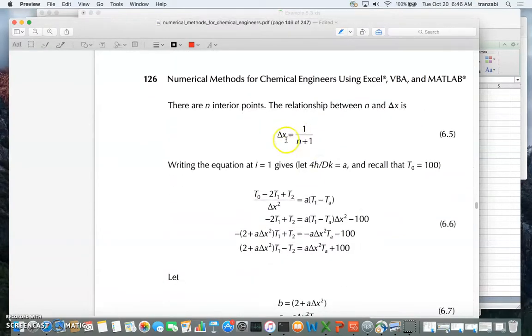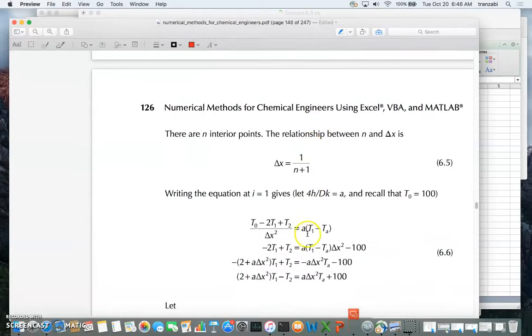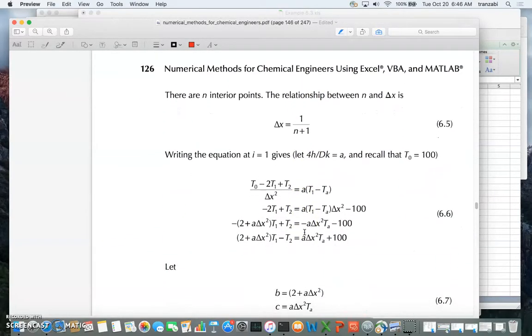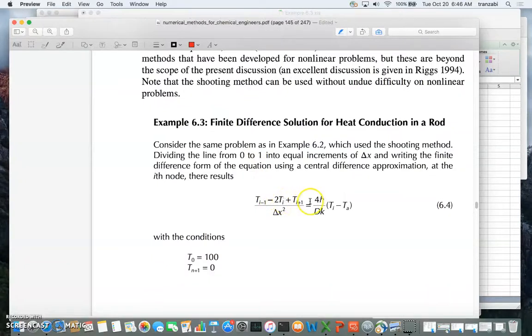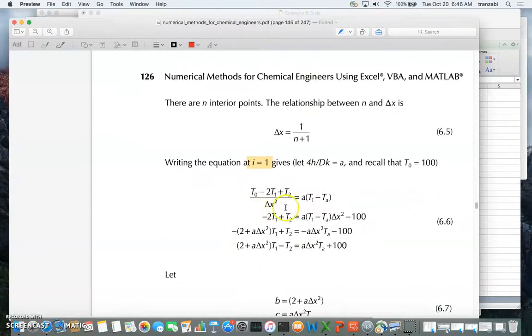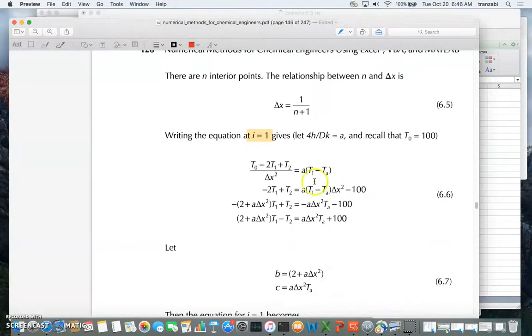Okay, so let's assume delta x is 1 over n plus 1 for simplicity, and then we're going to lump these coefficients for h over kD as another coefficient called a, right? And so now we're going to plug in i equal 1. So for i equal 1, we're going to have T0 minus 2T1 plus T2, over del x squared, is a times T1 minus Ta, where i is 1 here. We reorder this. We know T0 is 100, so I'm going to plug in 100 here. We multiply through by del x squared, keep T1, T2 on the left side, group this T1 with that one, and then at the end of the day we get this equation.